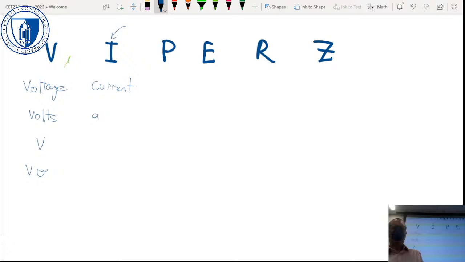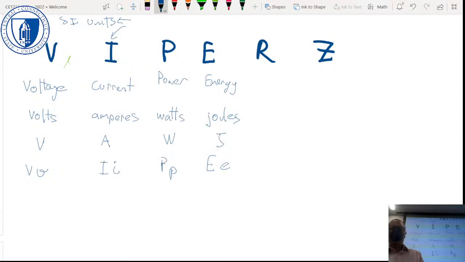Guesses on what the unit of energy is? Joules. Very good. Capital J, and again E or script E. R is resistance.